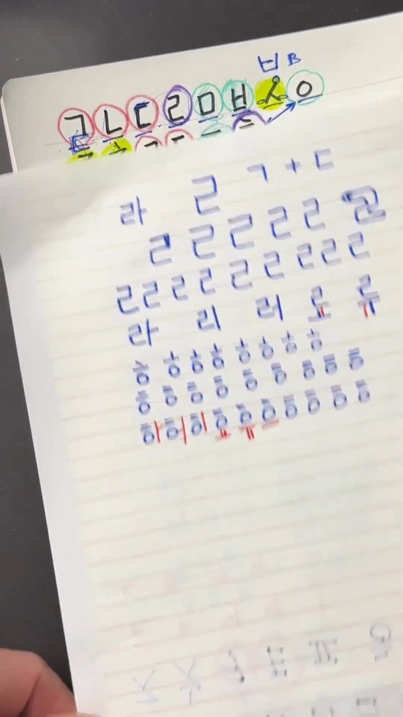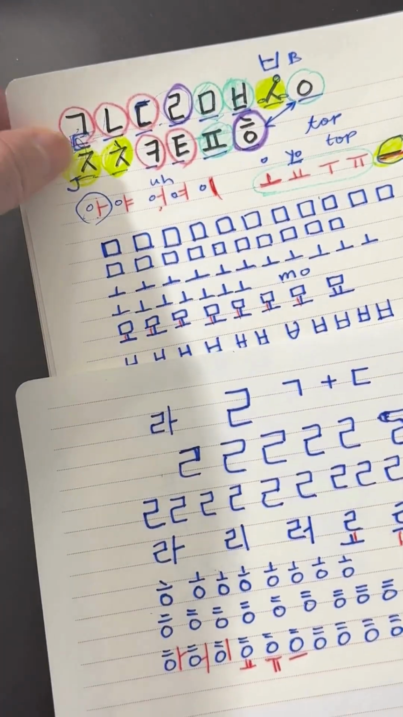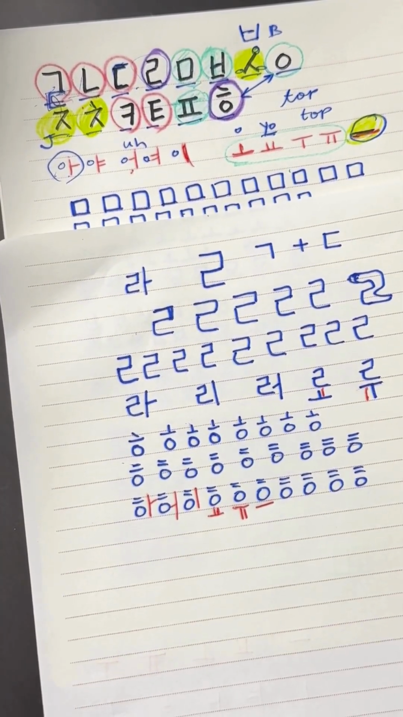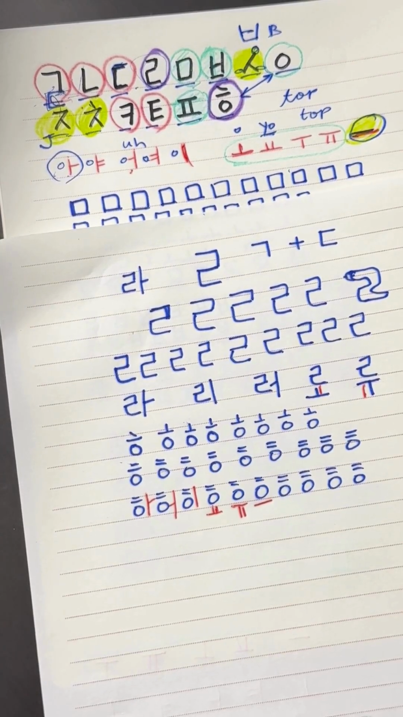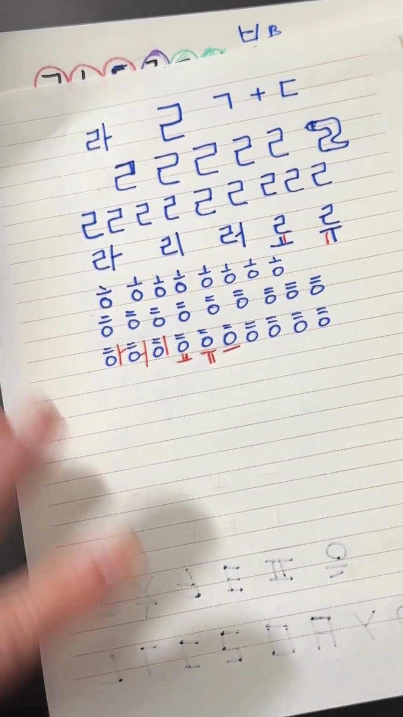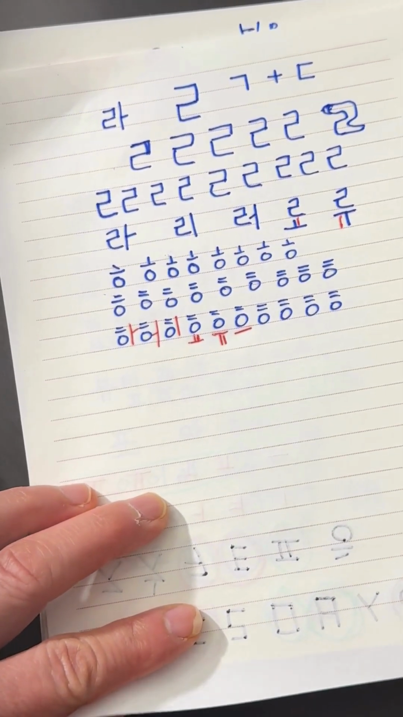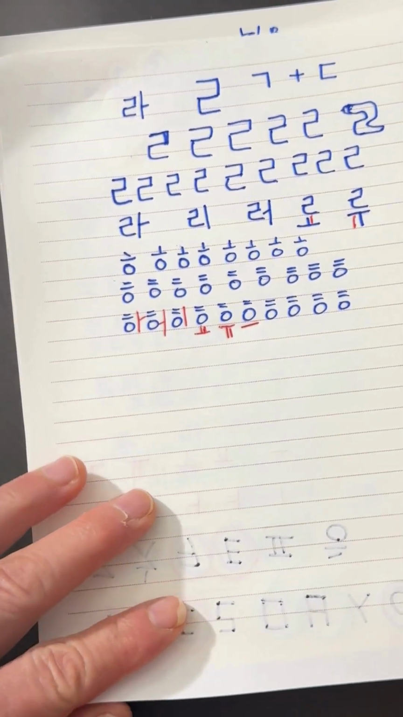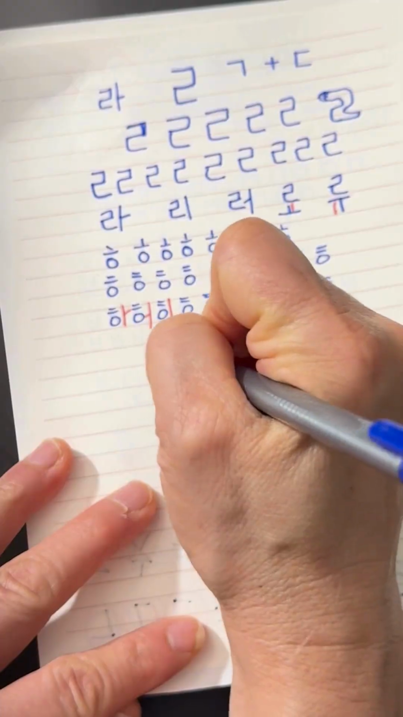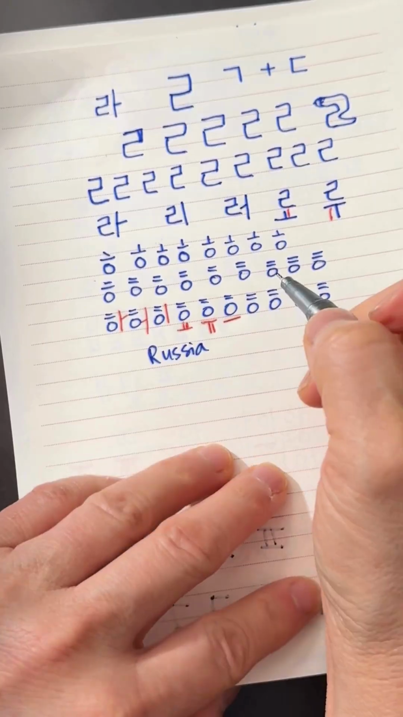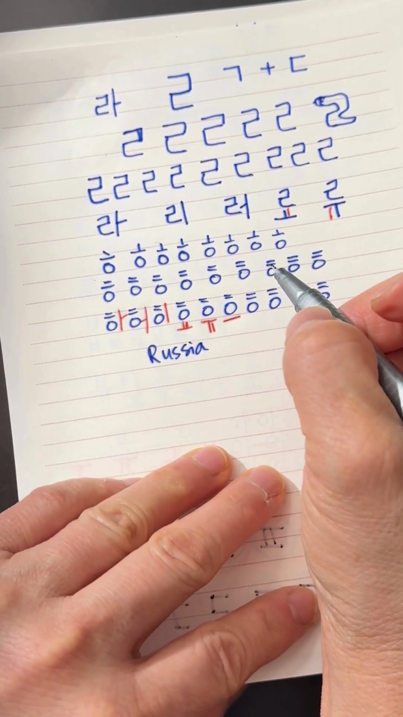Okay, so those are all the consonants and the vowels, the basic ones. We do have diphthongs and combined consonants that we will learn next time. Let's write a few words. Let's write Russia. In Korean it's Russia. So ru.